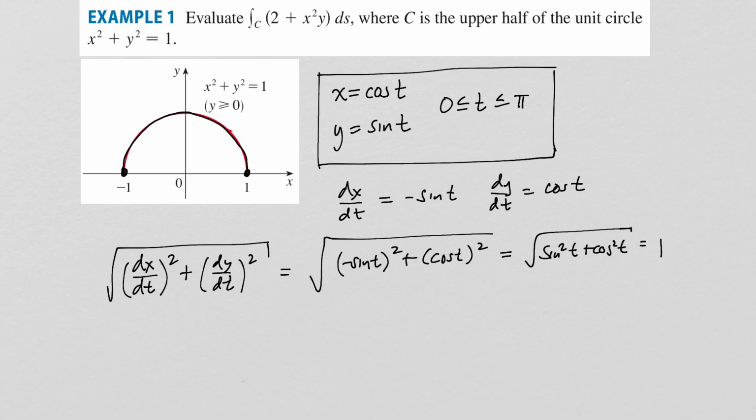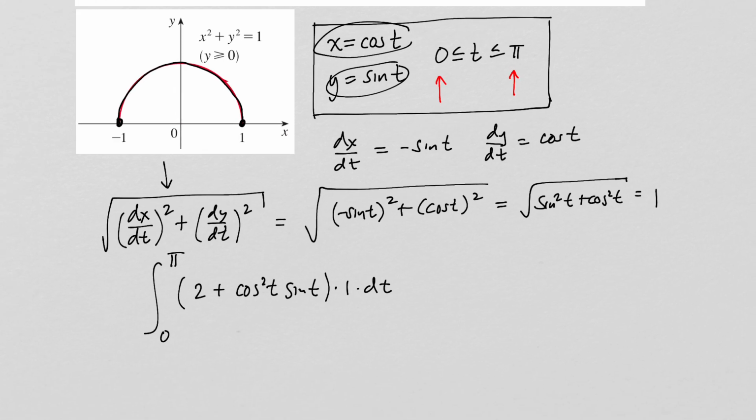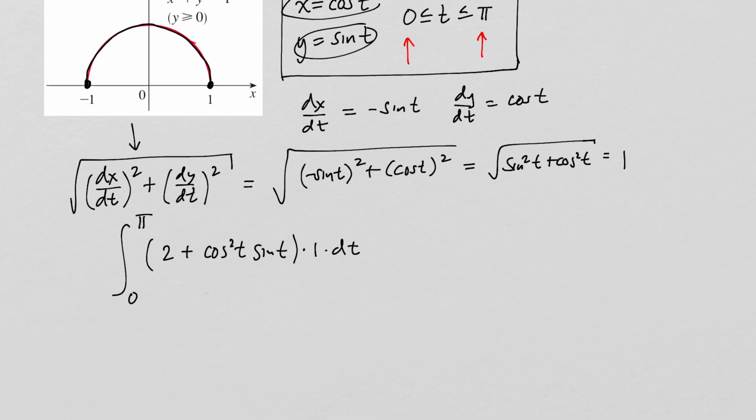So now to evaluate this integral, we are simply going to integrate from 0 to pi, because those are the limits of the parameter t that give us the half circle. And then we have the function 2 plus x squared, but x is cosine of t, so that's just going to be cosine squared of t. And then times y, that is sine of t, because y equals sine of t. And then times this quantity, but that was just equal to 1, and then dt. You can see this is a fairly straightforward and simple integral. This is an integral in a single variable.